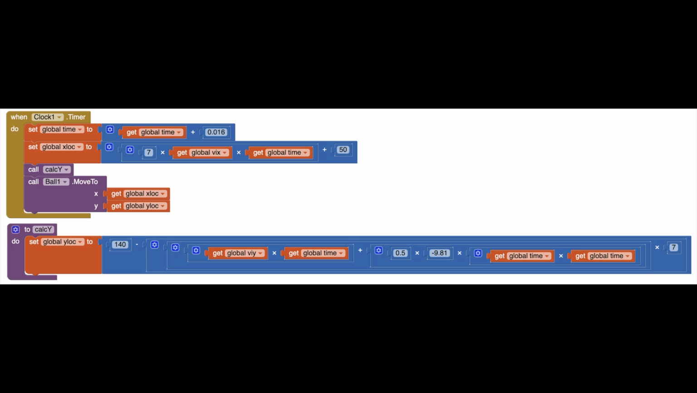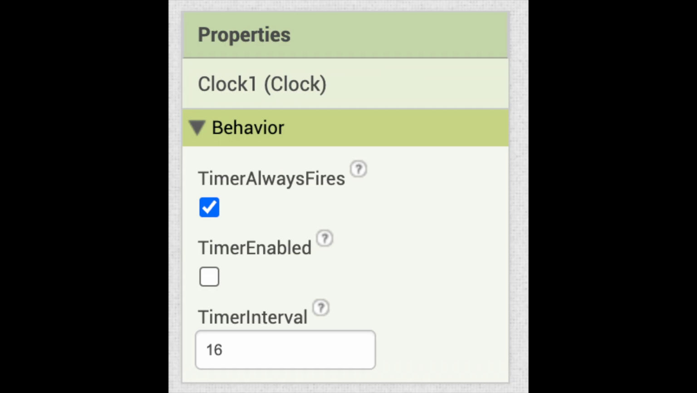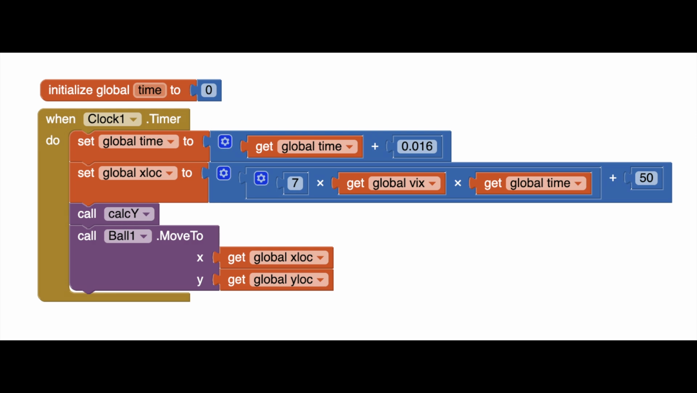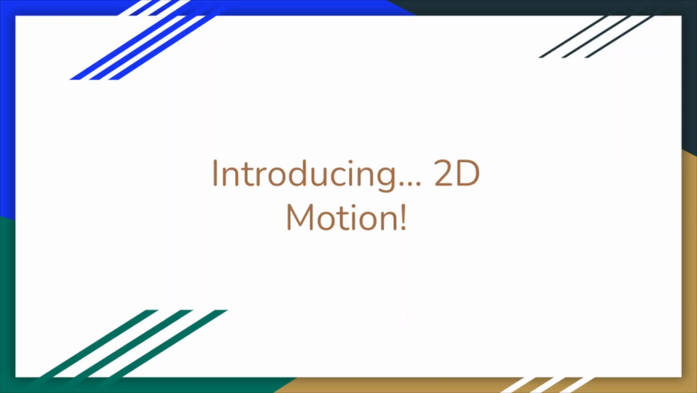Since we're trying to represent a ball moving in real time, we'll be using the clock component, along with a variable to track how much time has passed. I'm going to have the clock run every 16 milliseconds, and I'll have the variable for time increase by 0.016 each time the clock runs. Every time the clock runs, I'm also going to update the position of the ball so that we can simulate the ball's motion in the air.